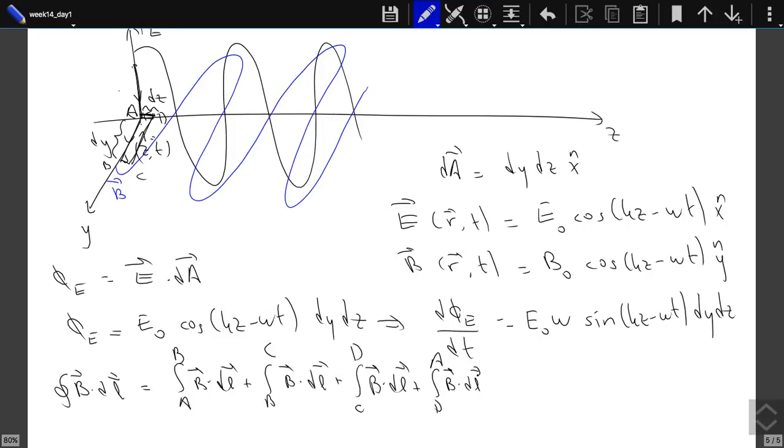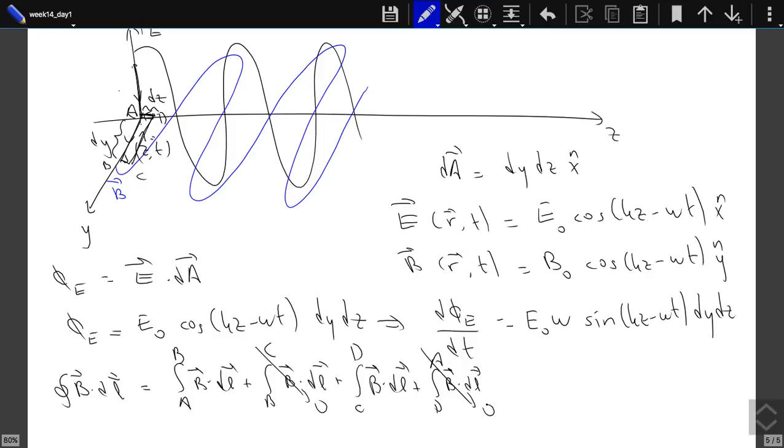Now, this is our rectangle. B is pointing in that direction. Now, from B to C, it is this side of this rectangle. What is B dot dl? 0, because dl is pointing in that direction. This is the direction of B at this small side over here. So from B to C, B dot dl is 0. And similarly, from D to A, B dot dl is 0. This is 0. This is 0.